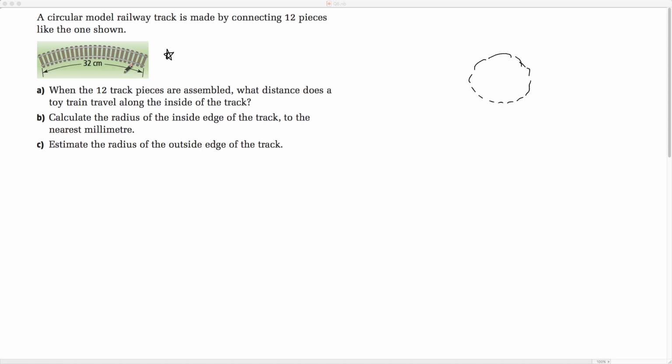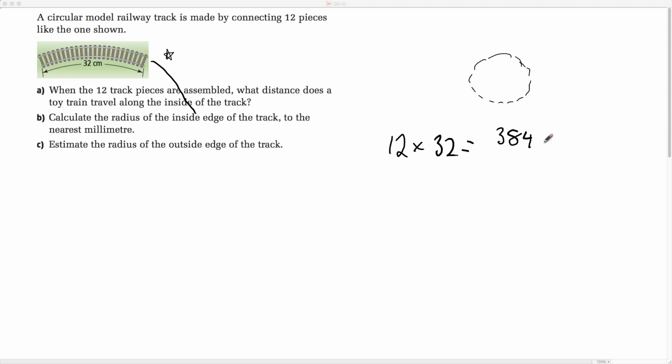So this little circular arc here, which is part of a larger circle, is 32 centimeters. When we assemble these 12 track pieces, what distance does a toy train travel along the inside of the track? If this inside circular arc is 32, and we're going to have 12 of those pieces put together, it's just going to be 12 times 32, which is 384, I believe.